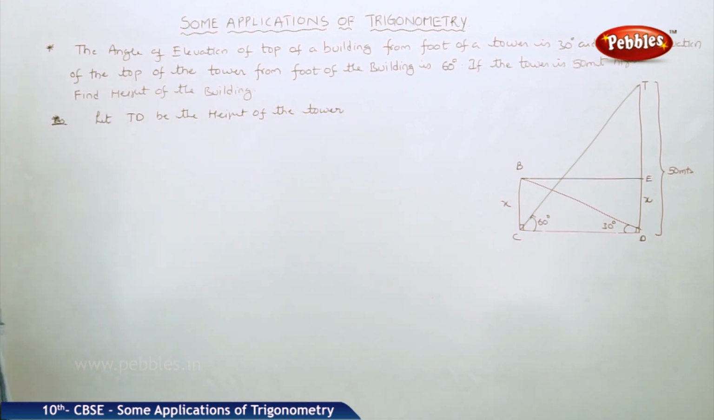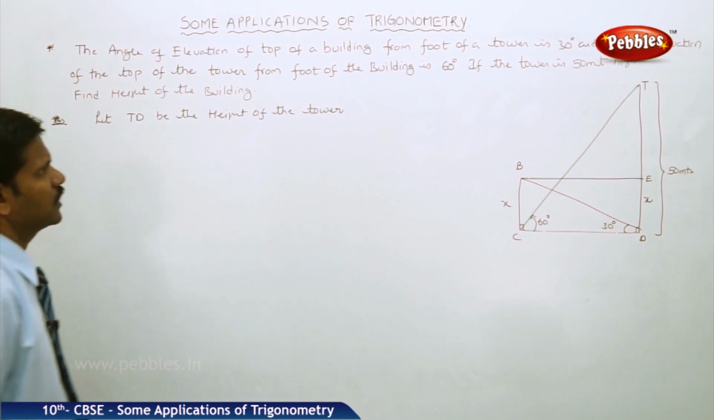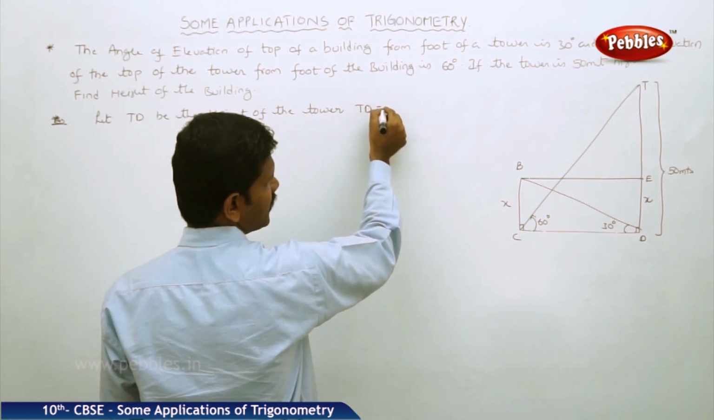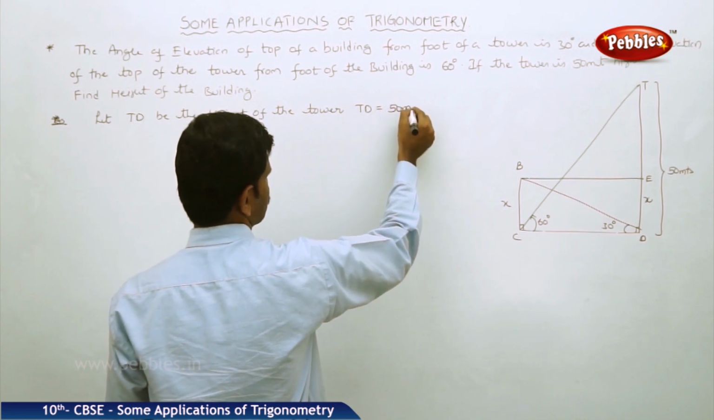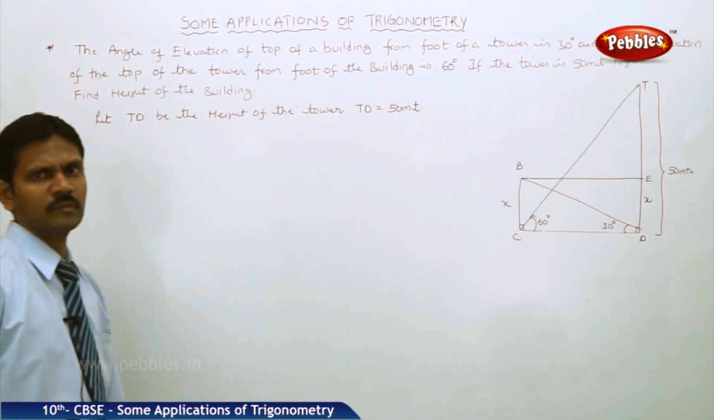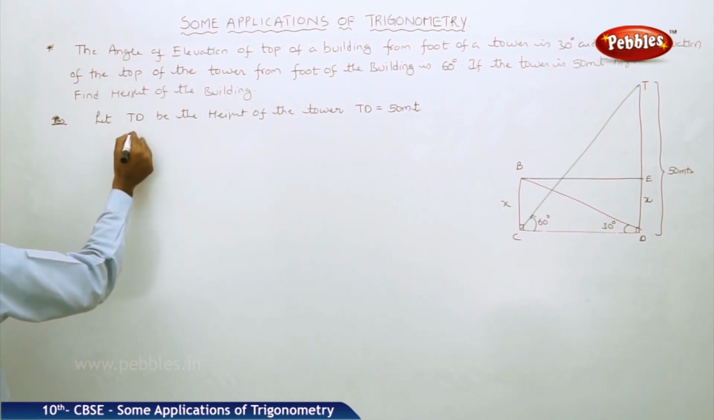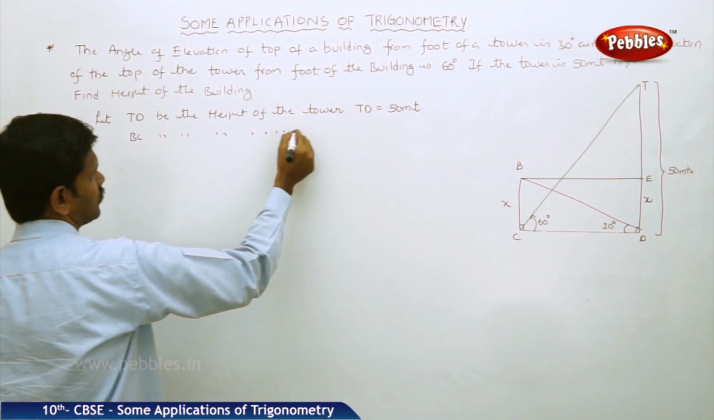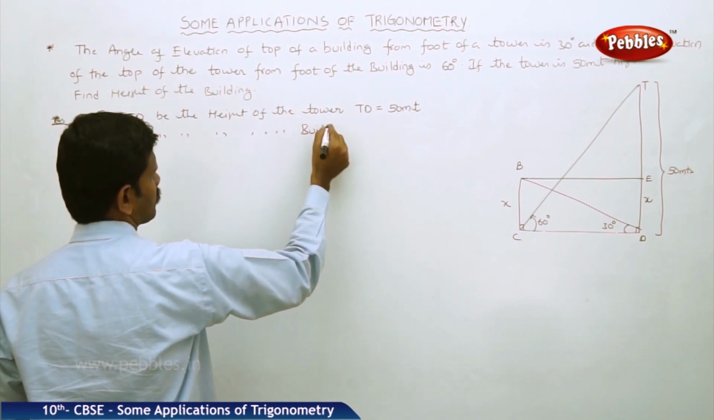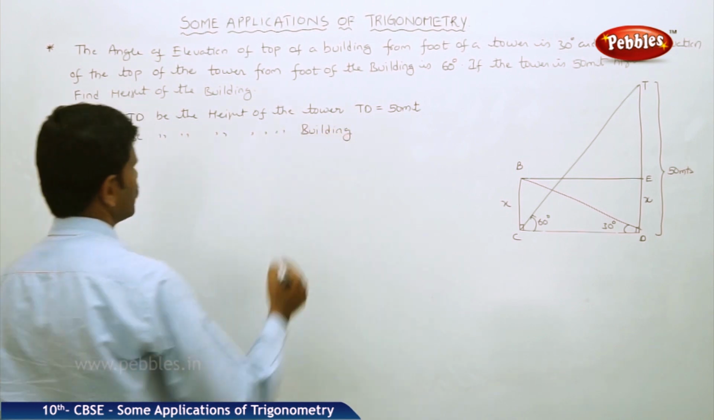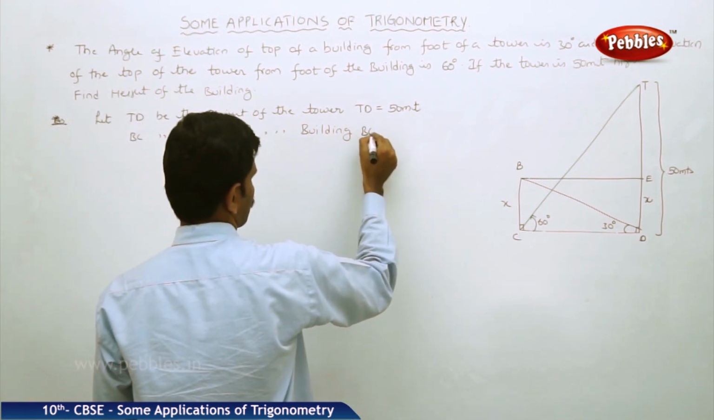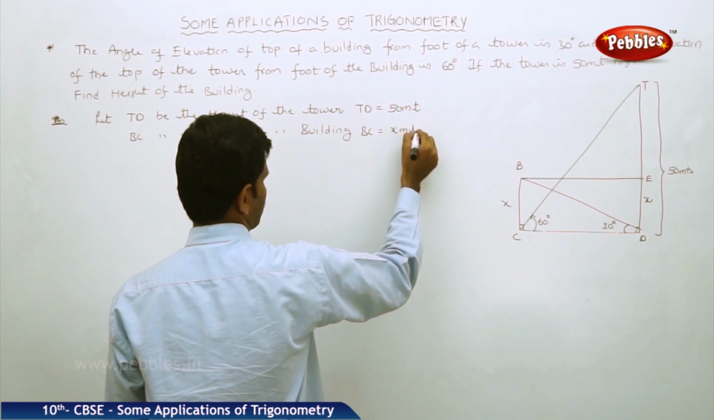Let TD be the height of the tower and TD is equal to 50 meters. Next, BC be the height of the building, and BC is equal to, let us consider, X meters.